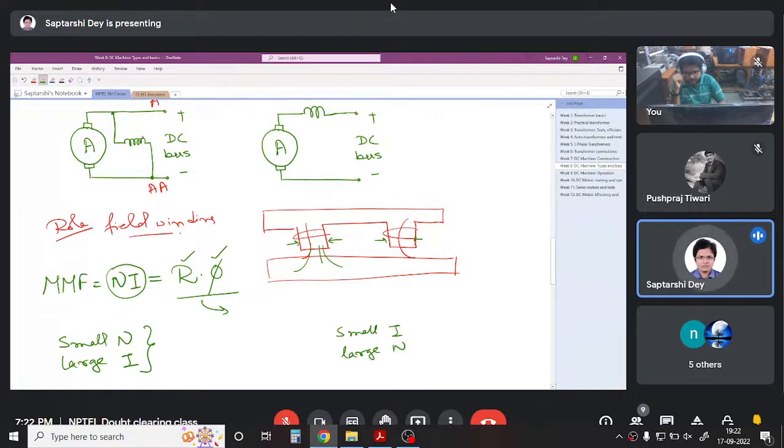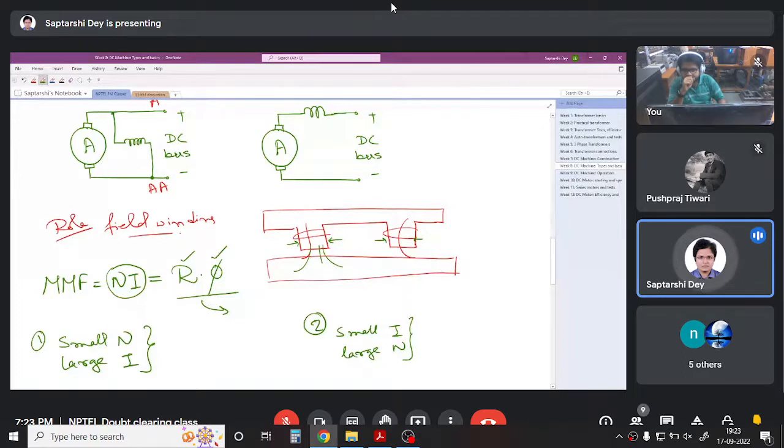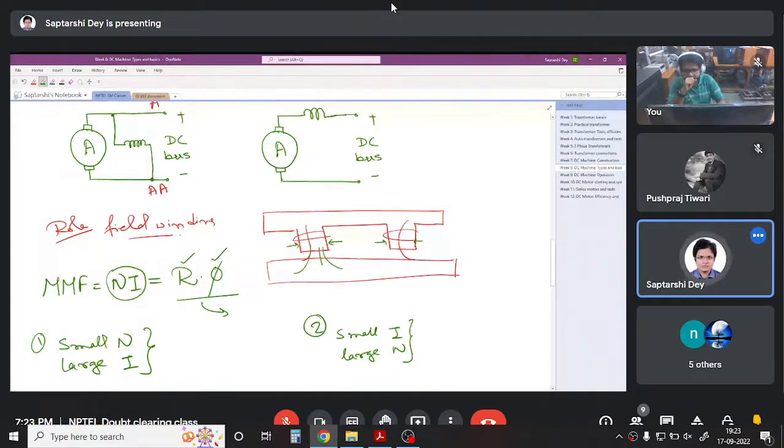In which case shall we go for a smaller current? In which case shall we go for a larger current? Think of it in terms of current. Is my question clear? These are two cases, case 1 and case 2. One of them is used in the shunt machine, the other one is used in the series machine. So can you tell me in series and shunt machine, which one is used? Case 1 is used in series or shunt? Think in terms of current.